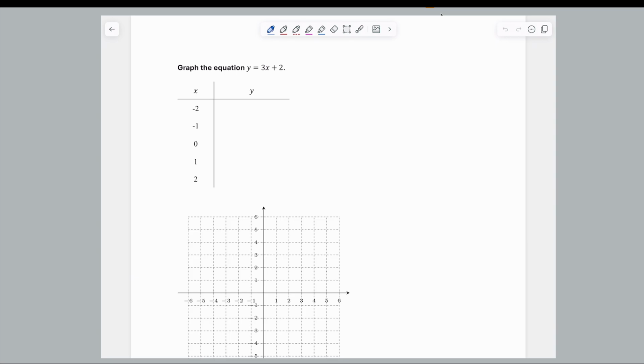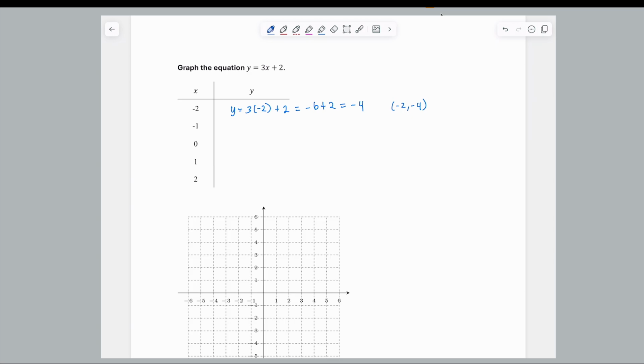All right, so we have y equals 3 times x, but x in this case is -2 for this row. So we have y equals 3 times -2 plus 2. And now we just need to simplify this. So we get -6 plus 2, which gives us -4. So this is going to give us the ordered pair -2, -4. In other words, that would be one solution of this equation.